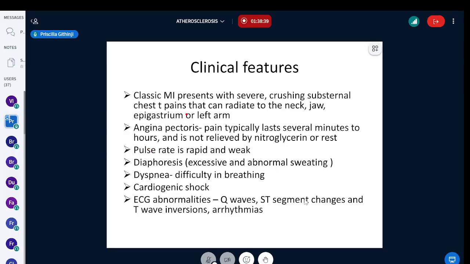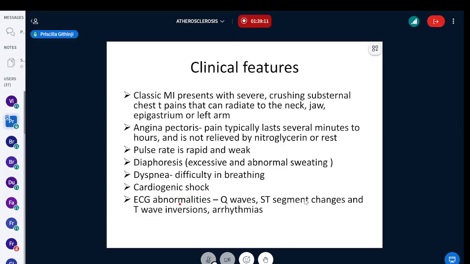In patients who have myocardial infarction, they have a pulse rate that is rapid and weak. They also have diaphoresis. Diaphoresis is basically excessive and abnormal sweating. They also present with difficulty in breathing, what is referred to as dyspnea. And depending on where this occlusion is occurring, they can present with cardiogenic shock. I think we discussed shock in the last semester. You can go and read on it again.